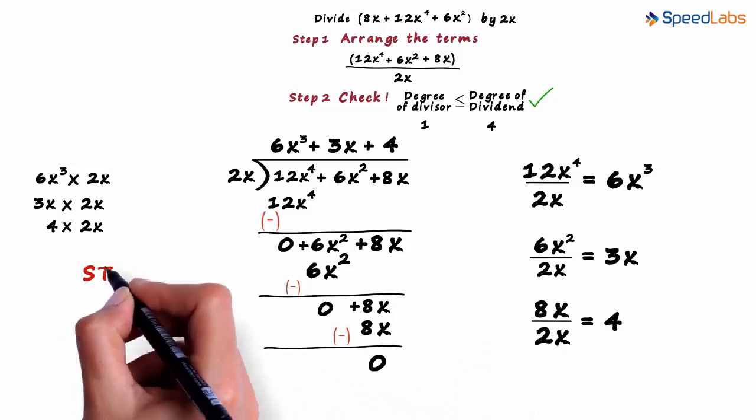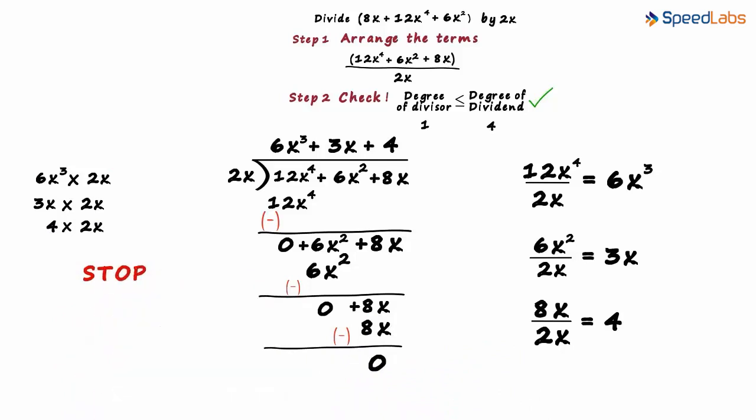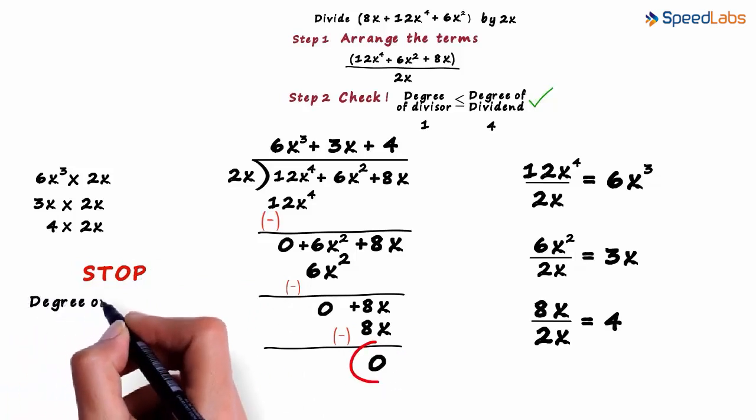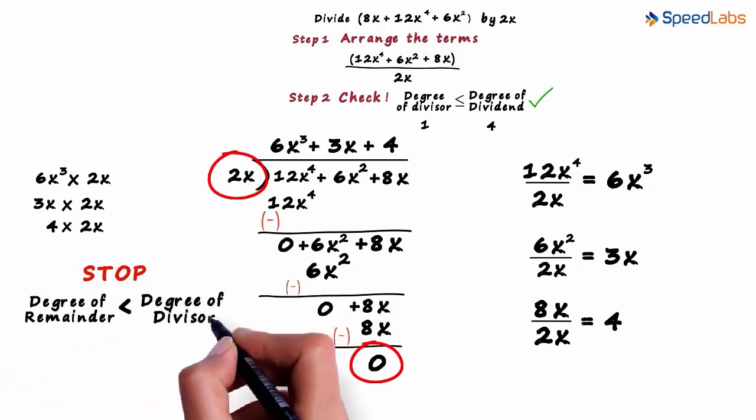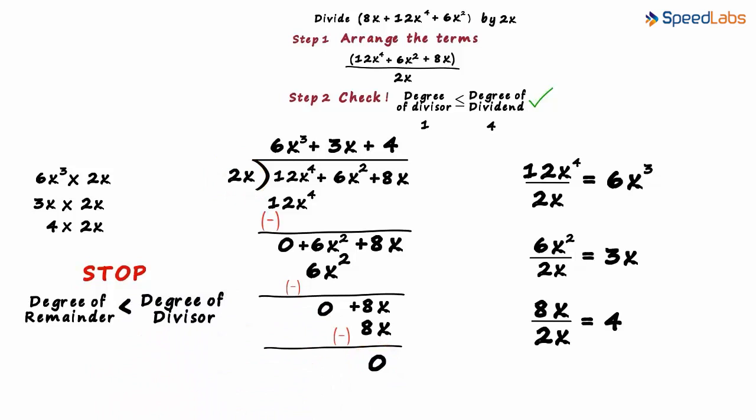We stop here. Why did we stop here? Is it because we got a 0? No, that's not the reason. We stop when the degree of the remainder is less than the degree of the divisor. Since the remainder has no variables, its degree is 0. The degree of the divisor, as we have seen earlier, is 1. 0 is less than 1. That's the reason we stopped. This becomes our quotient and this our remainder.